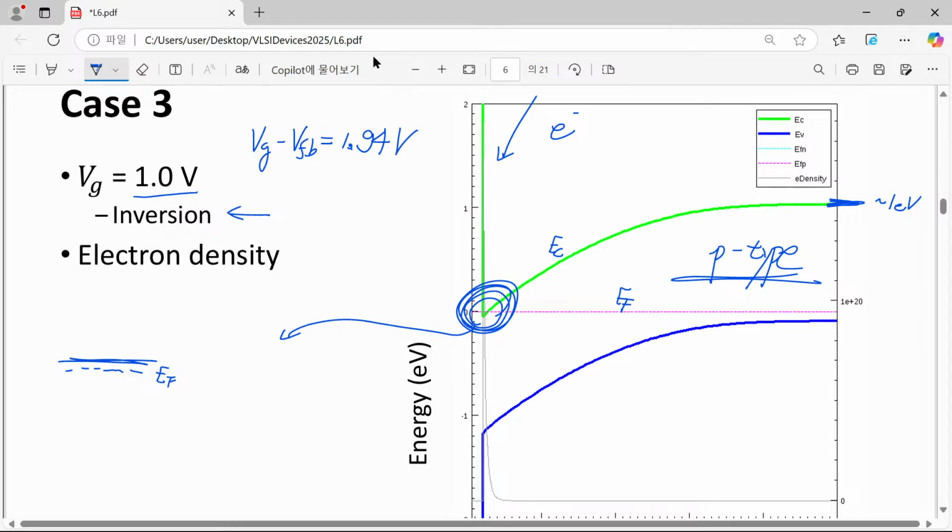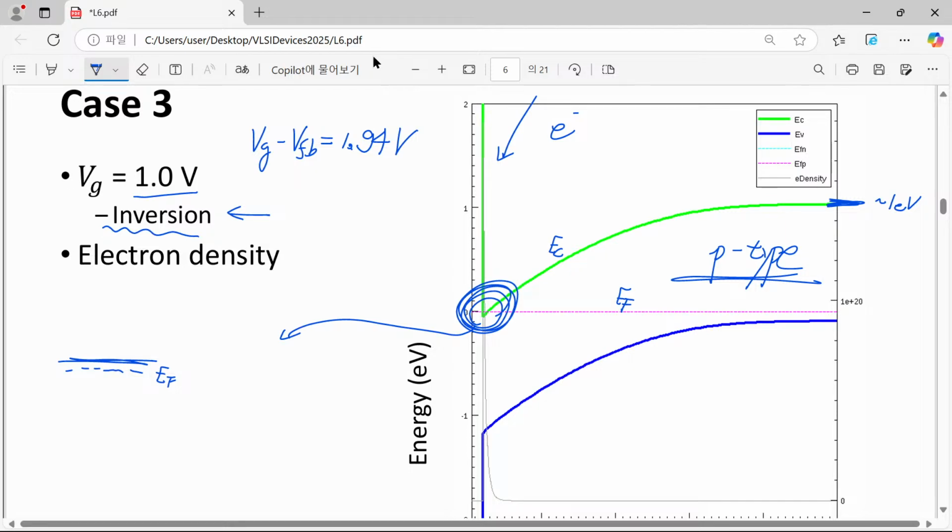So I expected a lot of holes, but I found a lot of electrons. Maybe it seems like they internally change their type. Type inversion happens. So that's the reason why they called it inversion. Okay.